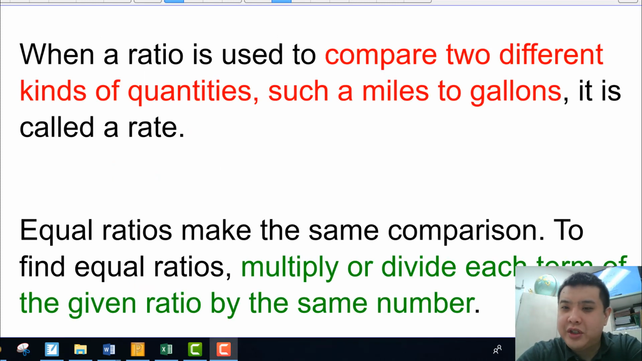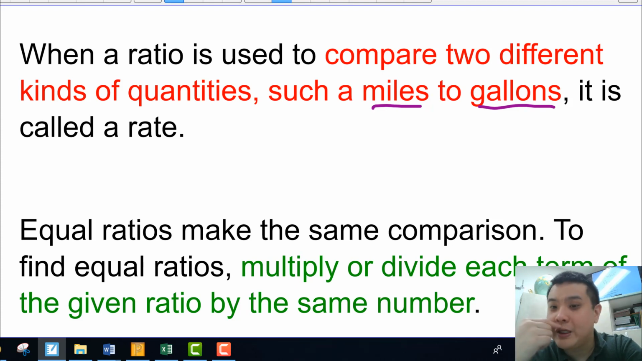So when a ratio is used to compare 2 different kinds of quantities, such as miles to gallon, it is called a rate. The reason that these are 2 different quantities is because miles is a measure of distance, right? While gallons is a measure of how much liquid you have of something. Okay? So they're 2 different types of quantities. That's called a rate.